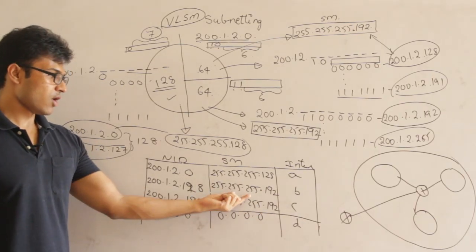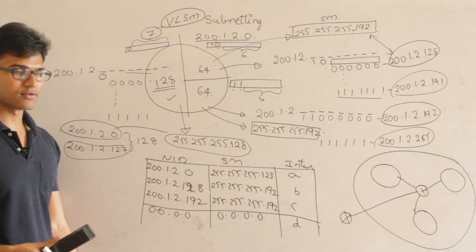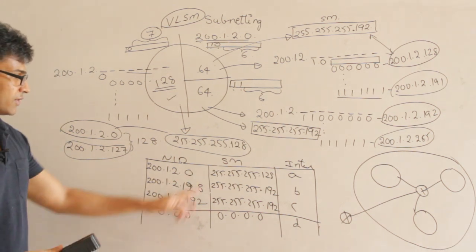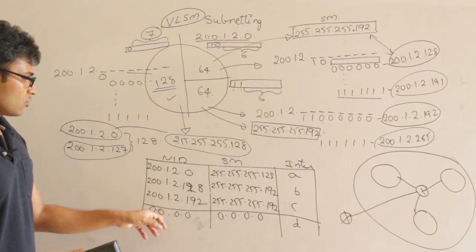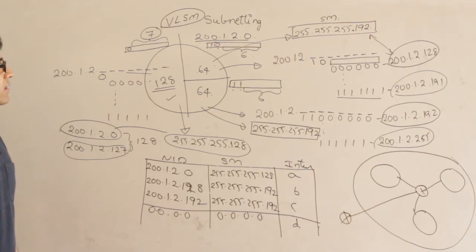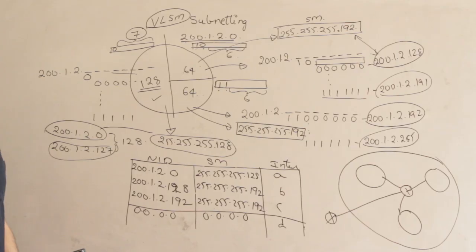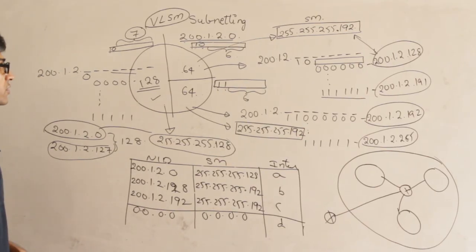255.255.255.192. Therefore, the longest one is going to get the highest priority. If there are two matches, go for the longest one. If there is only one match, go for it. If there is no match, go for the default entry. Right. So this is also called variable length subnet masking. We shall see more examples on this.